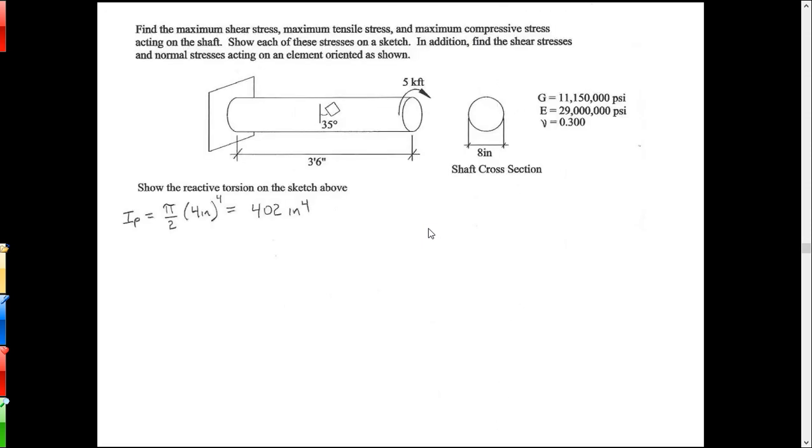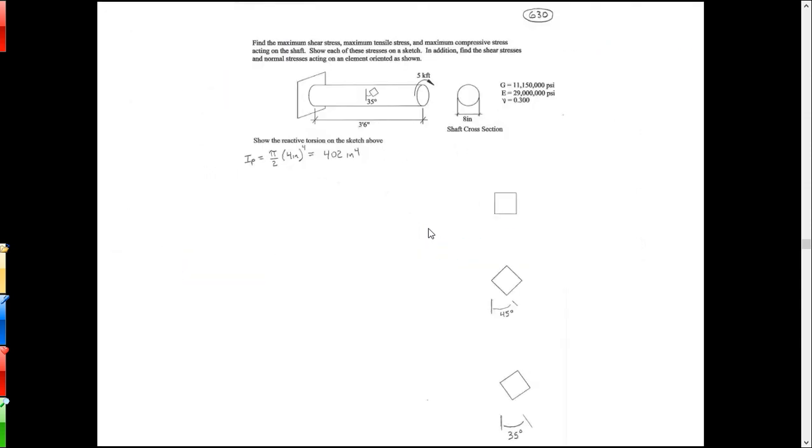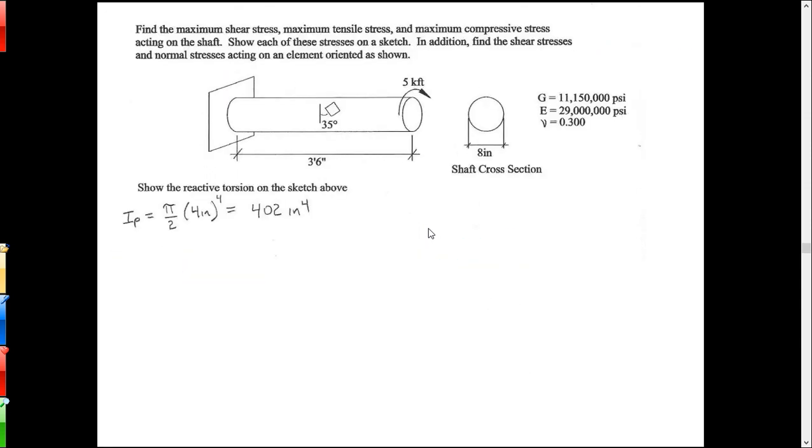All right, so if we want to figure out the maximum and minimum stresses here, I should say, maximum shear and maximum compressive and tensile, and then also find the stresses on that particular element. Let's see if we can do that. Show each of these stresses on a sketch. Why don't you put the reactive torsion in there on your sketch to start with? On the main sketch? Yeah, up top there.